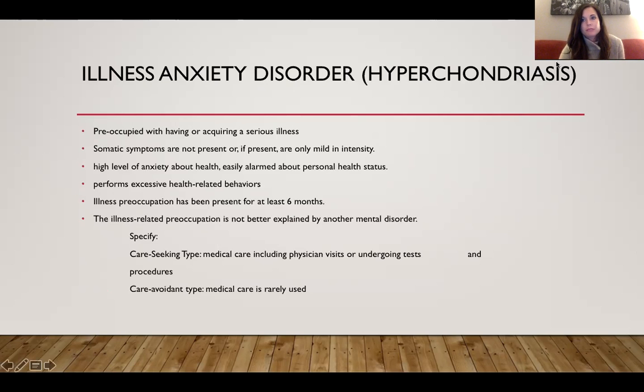The next disorder I'm going to cover is illness anxiety disorder, or hypochondriasis. And that is a preoccupation with having or acquiring a serious illness. So it is similar to the previous somatic symptom disorder, but there's, again, less of a focus on the somatic symptoms. So the somatic symptoms are not present, or if they're present, they're only mild in intensity. But there is a high level of anxiety about health. They're easily alarmed about personal health status, and they perform excessive health-related behaviors. And the illness preoccupation has been present for at least 6 months.